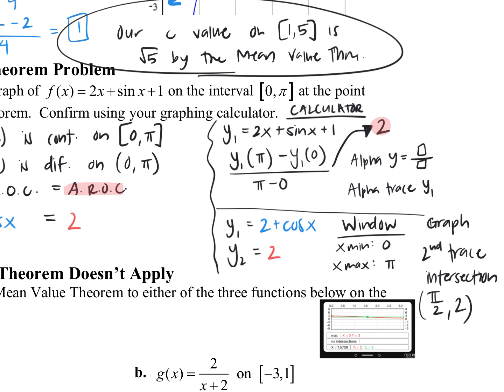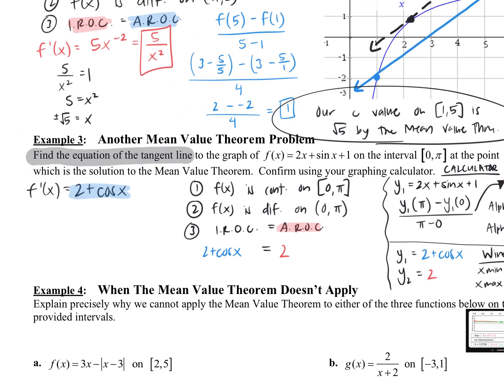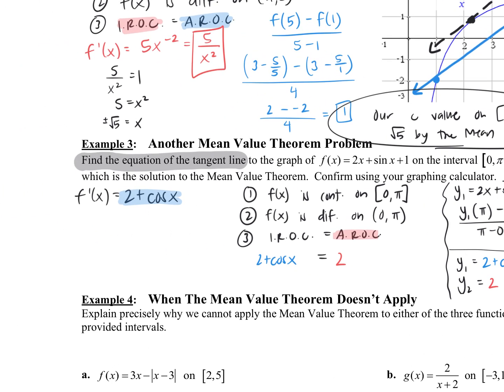Do we all get that on a calculator? Pi over 2, or 1.5 something something. All right, so now that we've got our point, that is the value at which the tangent line is going to be parallel to the average rate of change. But the question asks us to find the equation of the tangent line. So I need to write out the equation of my tangent line.